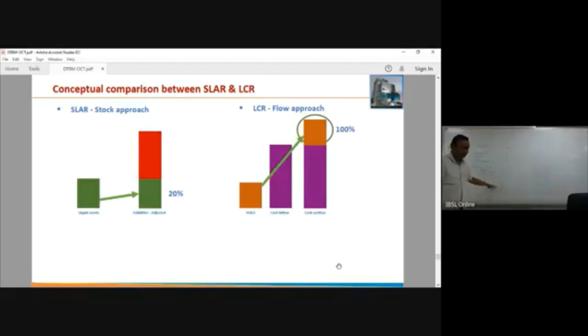You have a 500 million treasury bill, but there is a 20% haircut. Then how much can you take? Only 80%. 400. And similarly, we take a corporate bond.